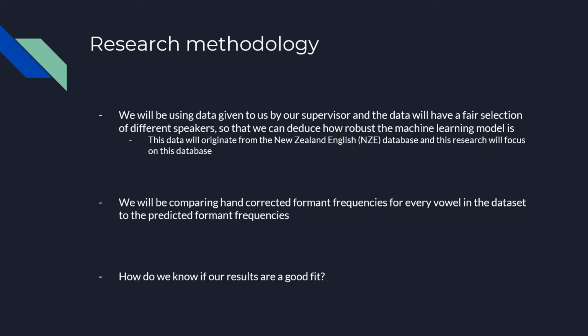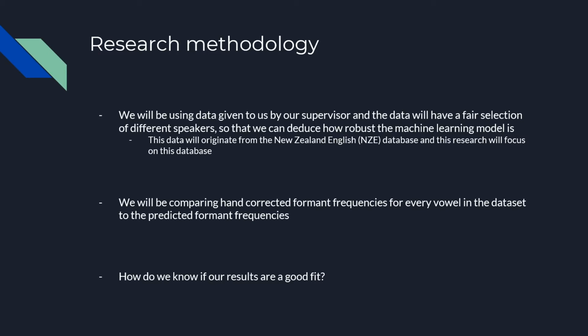To validate our research, we will be comparing hand-corrected formant frequencies for every vowel in the dataset to the predicted formant frequencies from our neural network. This hand-corrected frequency data will come from previously collected datasets where a person has manually labeled each vowel at each specific frequency, hence acting as the ground truth for our experiment.